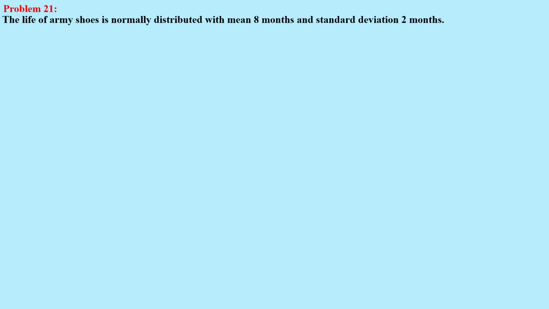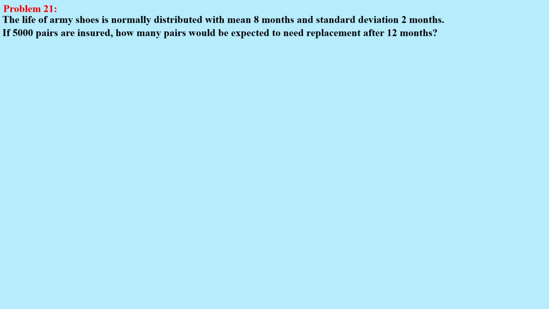The life of army shoes is normally distributed with mean 8 and standard deviation 2. If 5000 pairs are insured, how many pairs would be expected to need replacement after 12 months? So with mean 8 and standard deviation 2, given mu is equal to 8 and sigma is equal to 2.